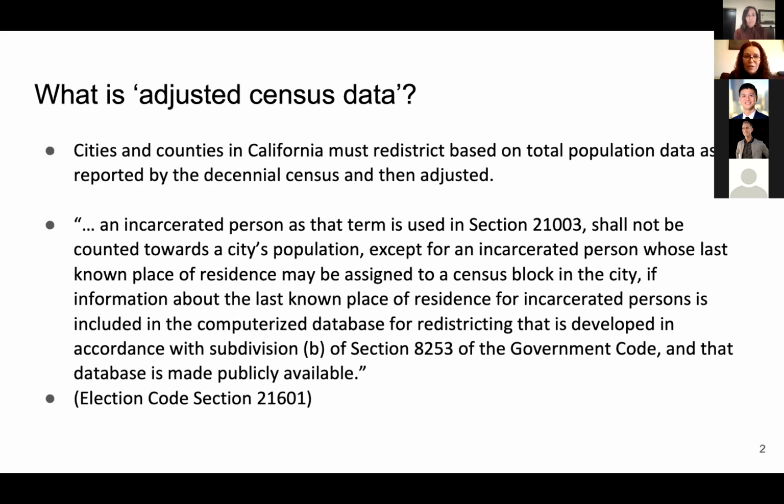So I'm going to just read this really quickly. So this is section 21003. It says that, this is election code section, an incarcerated person shall not be counted toward a city's population except for an incarcerated person whose last known place of residence may be assigned to a census block in the city if information about the last known place of residence for incarcerated persons is included in the computerized database for redistricting that is developed in accordance with subdivision B and so forth. Could we please go to the next slide?